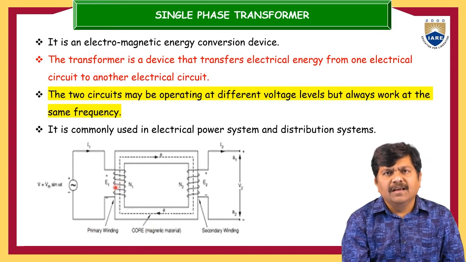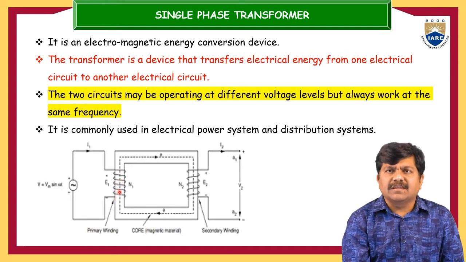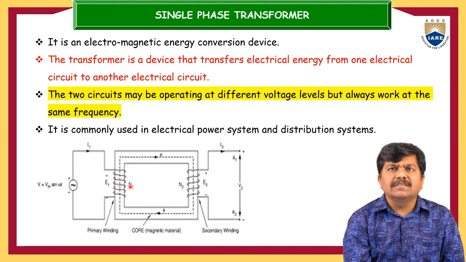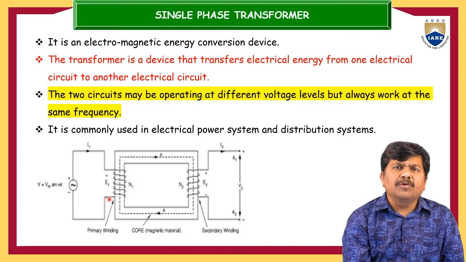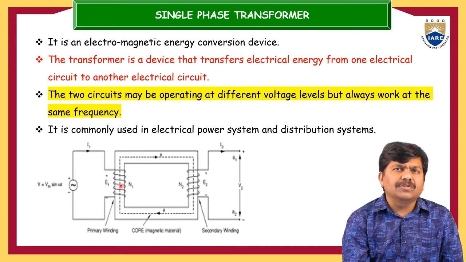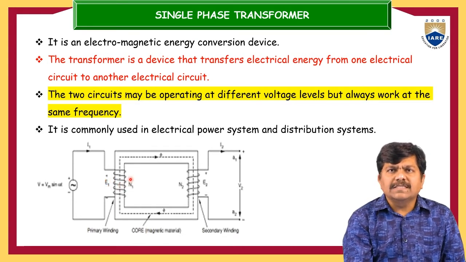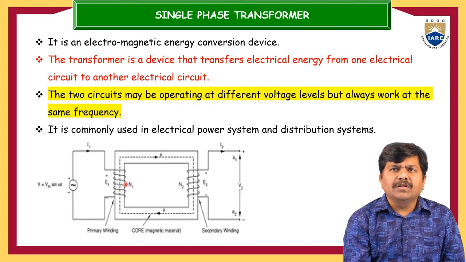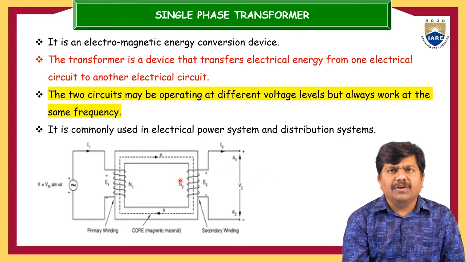How many turns are there on the primary side of this transformer or this magnetic core? That is the N1. The induced EMF, of course, we will talk about once this brief introduction completes. So this is the supply voltage. It will be connected to the N1 turns, and the load is connected to the N2 turns.